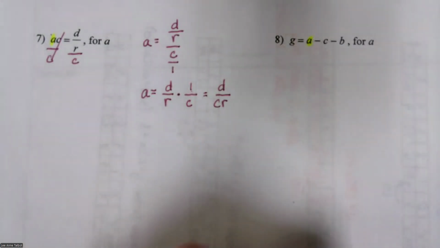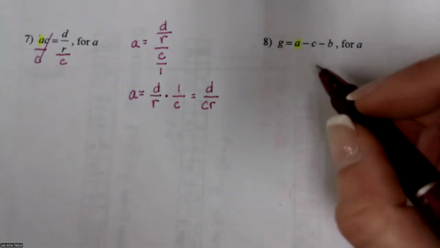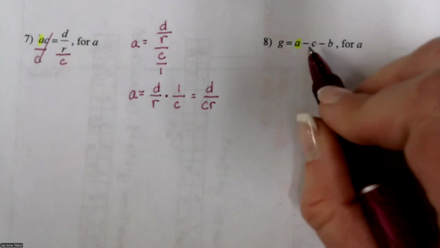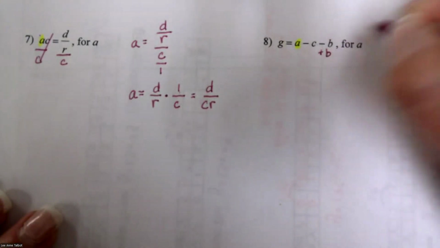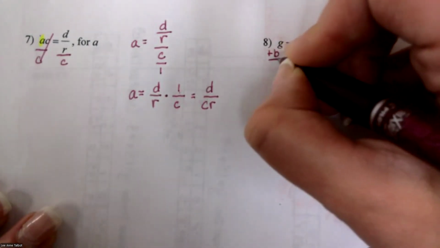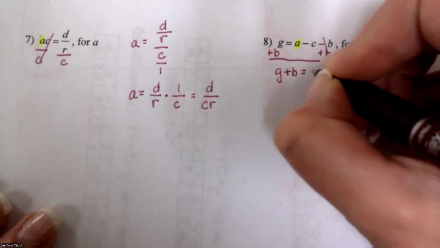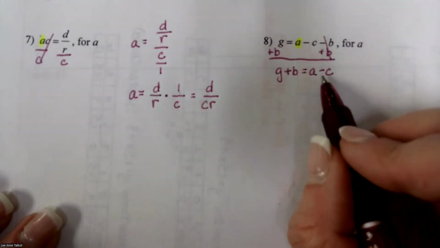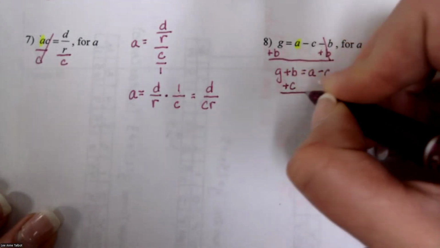Keep, change, flip. Okay, now 8. I'm going to do 8 in 2 steps. So I want A by itself. This is subtracting, so I'm going to go plus B, and then this is also subtracting, so now I'm going to go plus C, plus C.